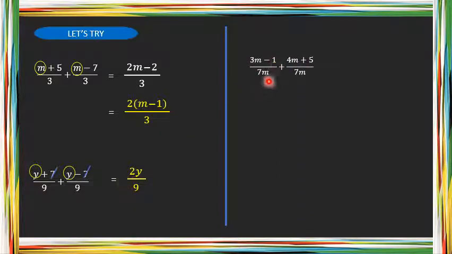Alright, so you're advanced. So this one is (3m - 1)/7m + (4m + 5)/7m. Again, the same denominator we have to copy, and then combine the similar terms. The similar terms are 3m, 4m, and negative 1 and 5. So the answer for this one is (7m + 4)/7m. You cannot cancel out the 7m in the numerator and denominator because it's forbidden. Why? Because we have the addition of plus 4 here. Right?